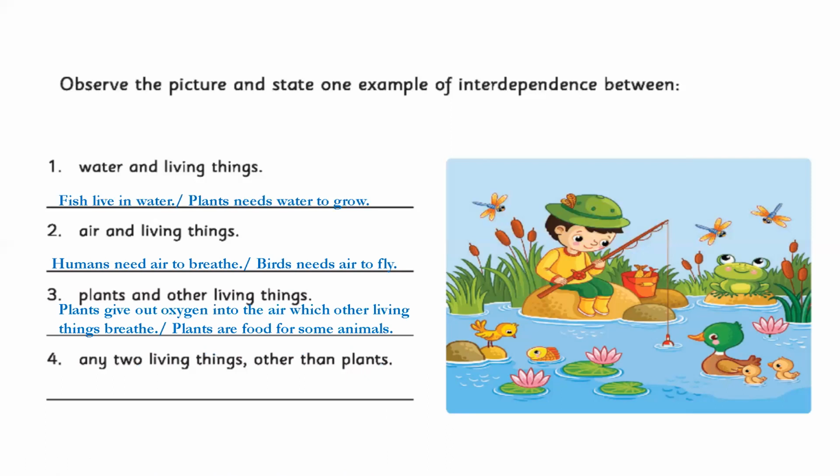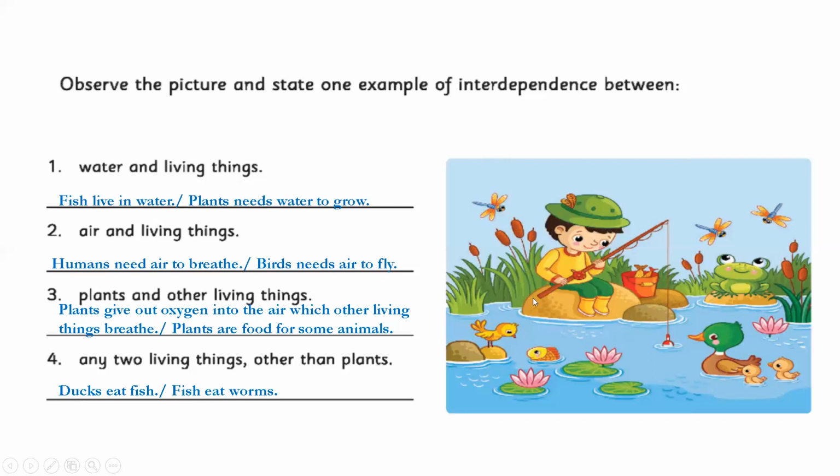Next one, any two living things other than plants. See the picture. So identify two living things other than plants. How many things are there, right? So ducks, fish. So interdependence means duck eats fish. One living thing depending on another living thing for food, that is a duck eats fish, and fish eat worms. So next one is that fish eat worms. That is the answer.